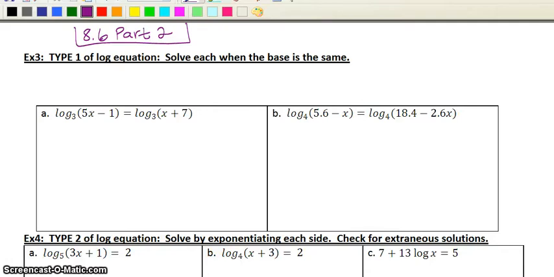Hey, welcome everybody to 8.6 part 2. So you're on the back side of your notes sheet, and on this side we're going to talk about the two different types of log equations that you're going to be solving.